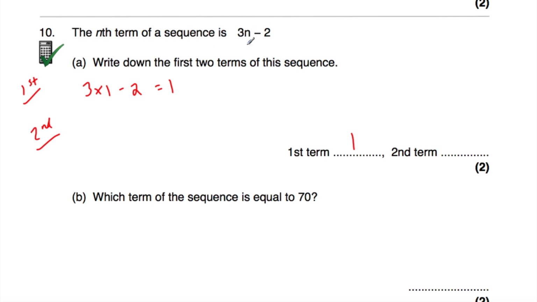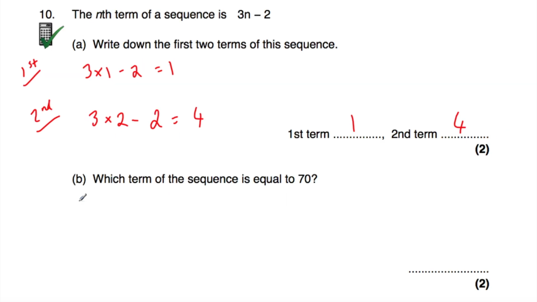And then in terms of the second term of the sequence, we're going to do 3 times, and then instead of n, it's going to be 2, and then subtract 2. And 3 times 2 is 6, take away 2 is 4. So the second term of the sequence is 4. Okay, and then let's have a look at our next part, part B.